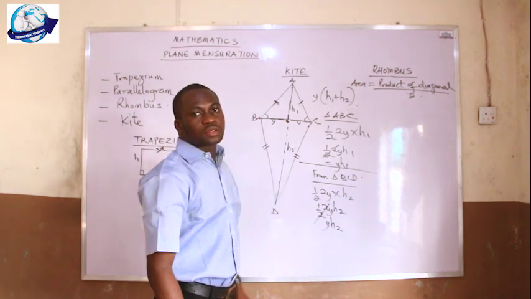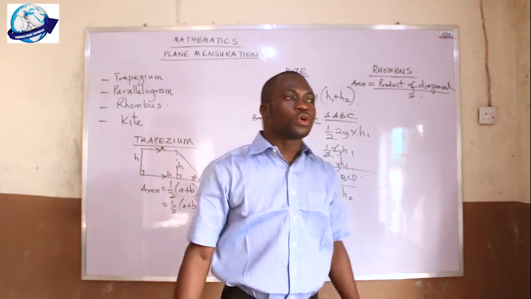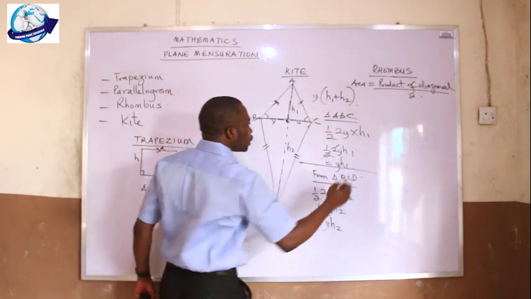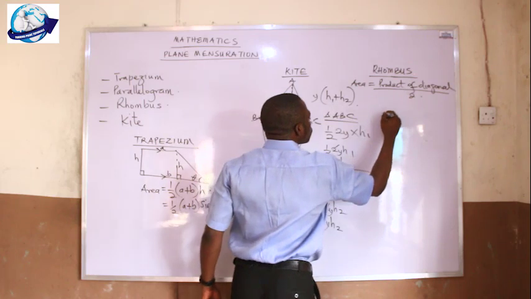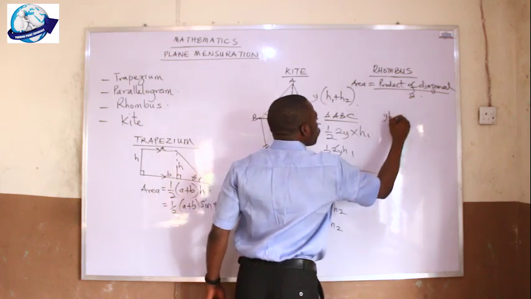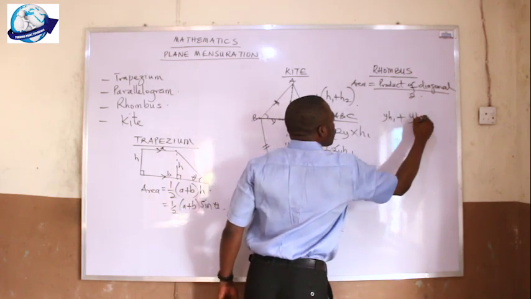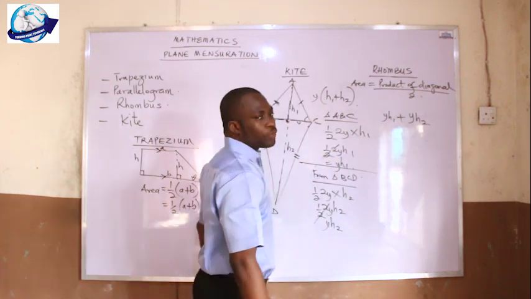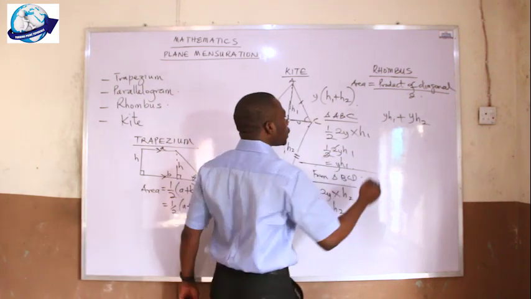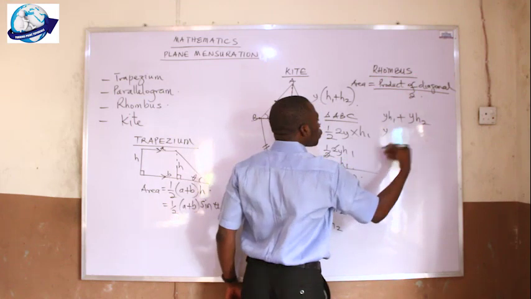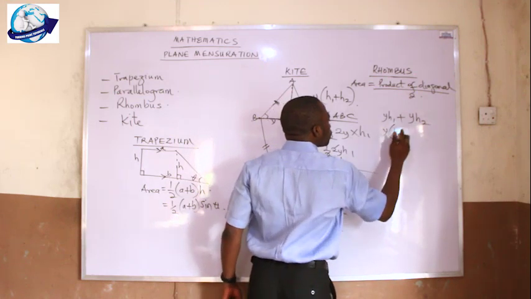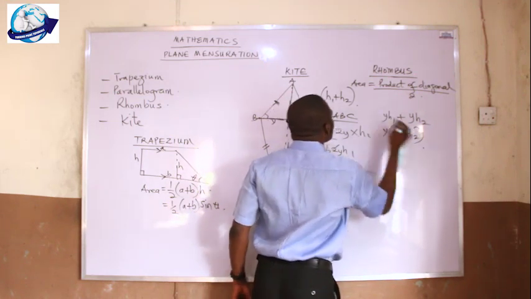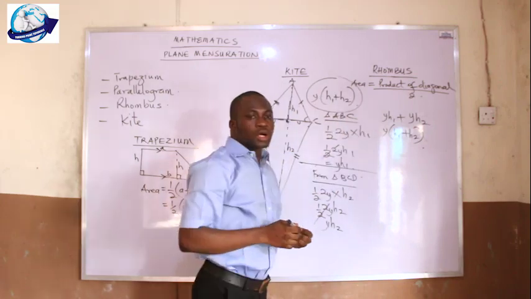I said that the kite is a combination of 2 isosceles triangles. So let's combine. The first triangle has area y h1, and the second has area y h2. For those who have done factorization in your GSS class, you know that y is a common factor. You bring it out to get y times (h1 plus h2). So this is how we arrive at the area of kites.